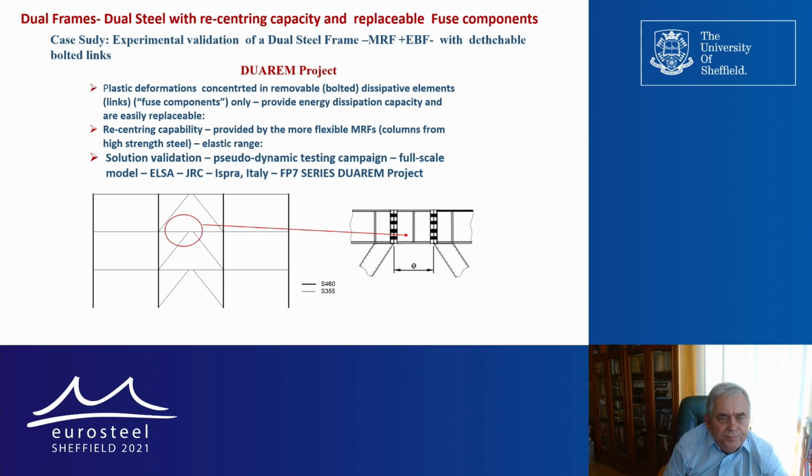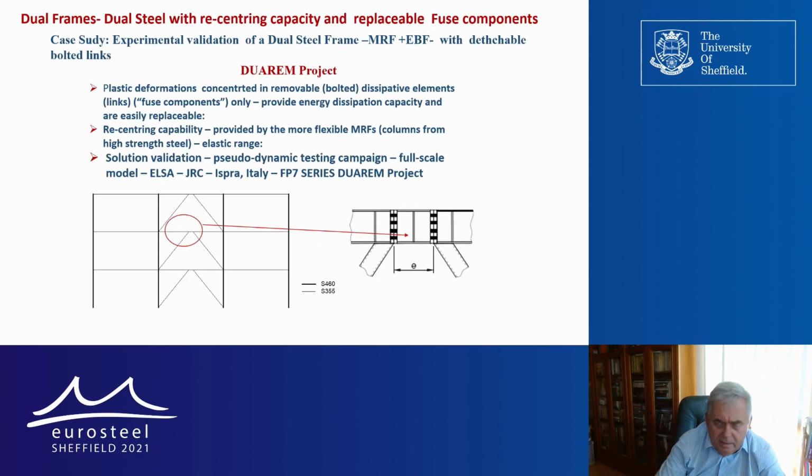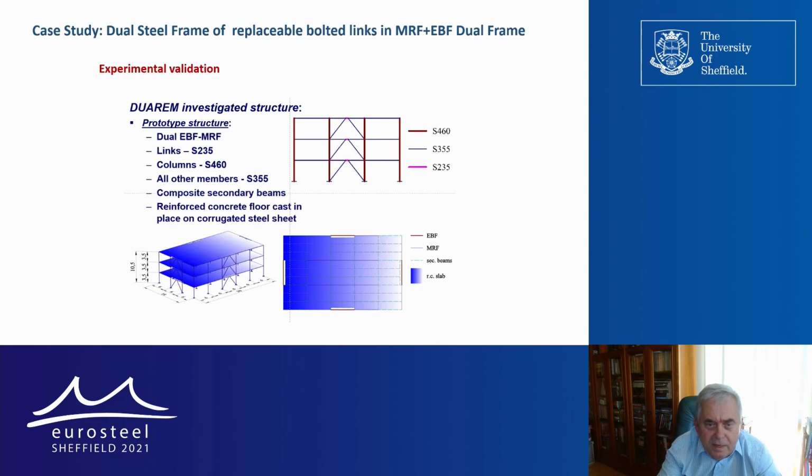This is the frame, and this is the link, a short link, a detachable link because it's bolted, and in principle we have in columns 460 and in the rest of the members 355.